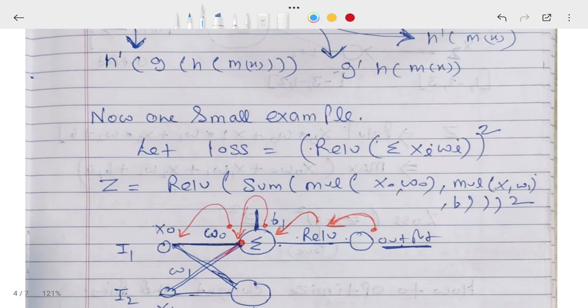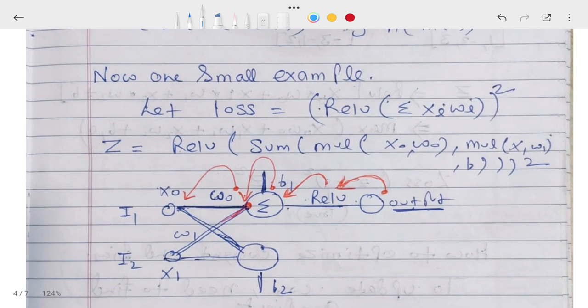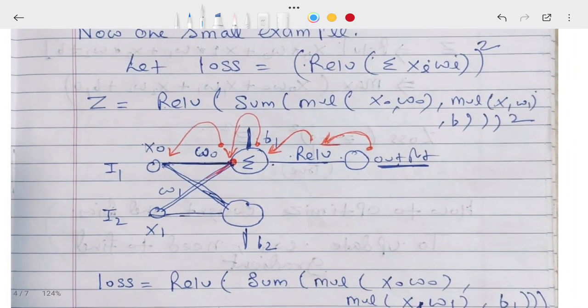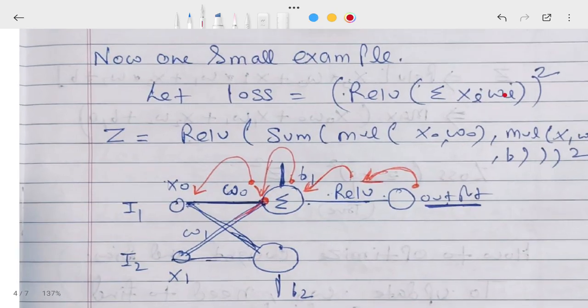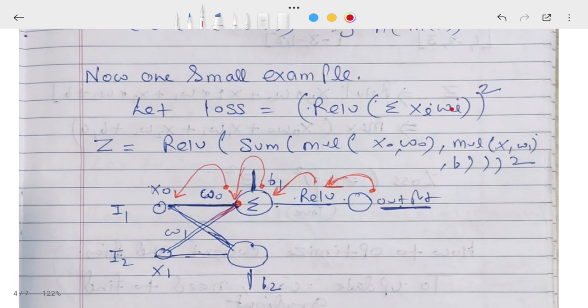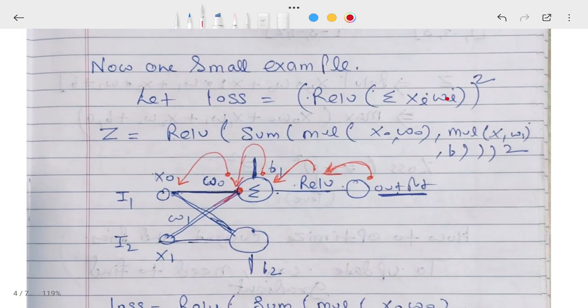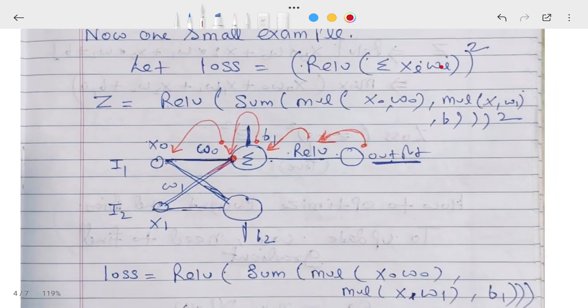Now I will come to my main motto actually. Okay, what is my main motto? Now see here, what is the meaning of back propagation, what I am doing. So now I will show one best example. I will show one best example here.